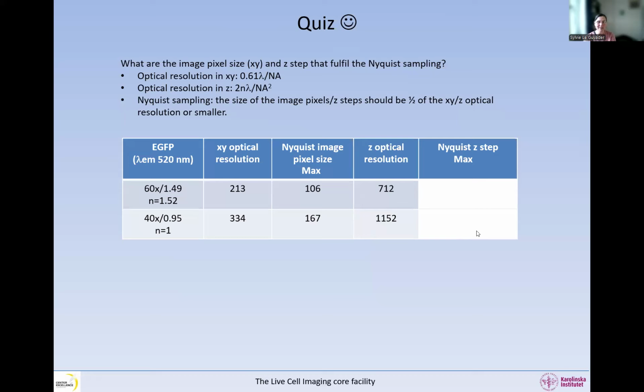What is the Nyquist Z step? The maximum Nyquist Z step. So the maximum distance we can have between two Z planes in our Z stack.